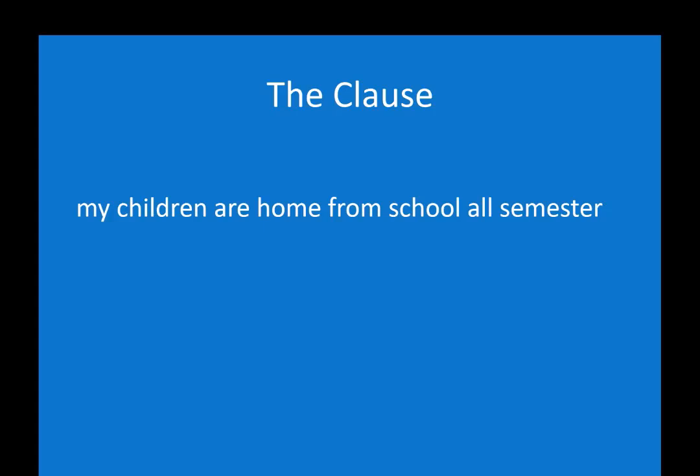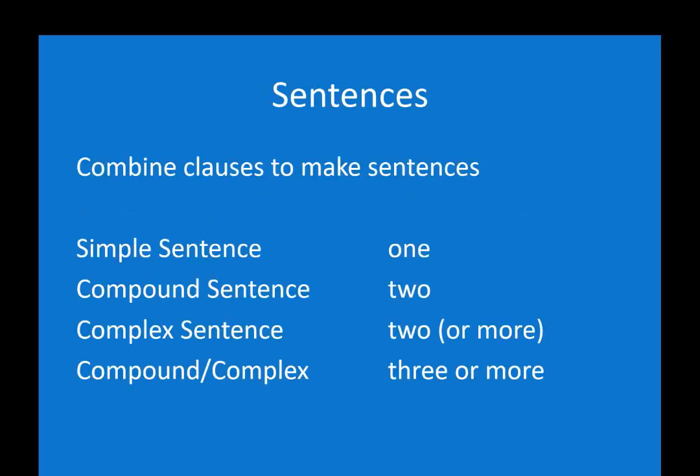All right, so next we're going to take a look at the different sentence types and how they use clauses. Here are the four sentence types you get in English. We have a simple sentence, which is just one clause; the compound sentence, which is two clauses; a complex sentence, which is two or more clauses; and a compound complex sentence, which is three or more.